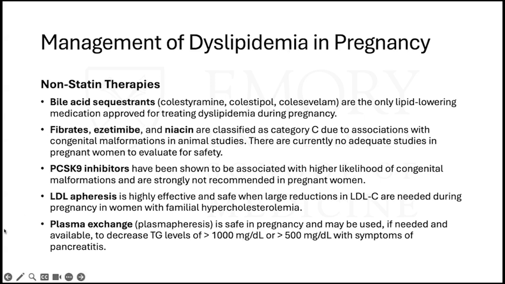Similarly, in patients who have hypertriglyceridemia, plasma exchange or plasmapheresis is also shown to be safe in pregnancy and may be used if needed and available to decrease triglyceride levels that are above 1,000 milligrams per deciliter, or if the mother develops symptoms of pancreatitis and has a level that's greater than 500 milligrams per deciliter.